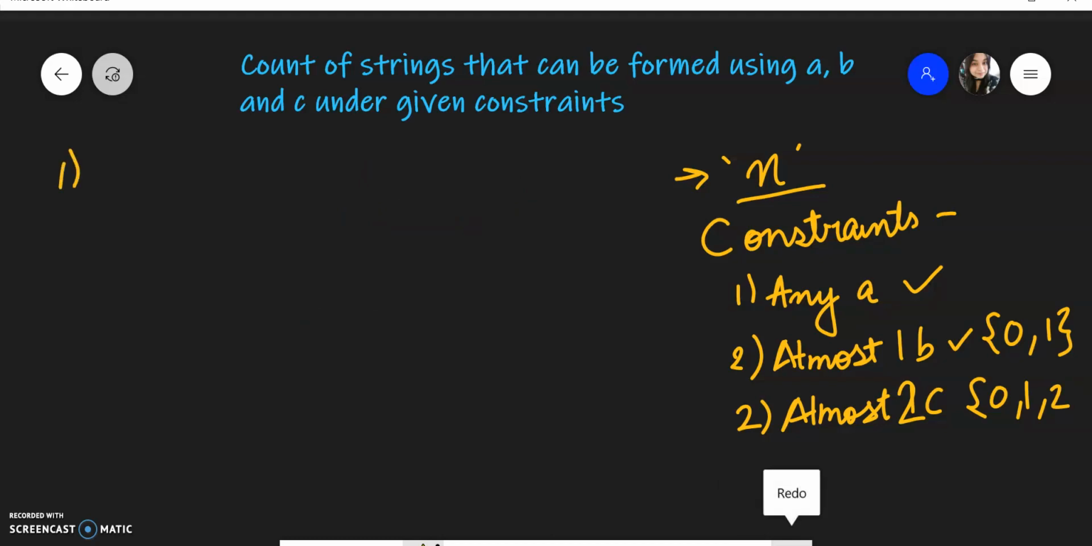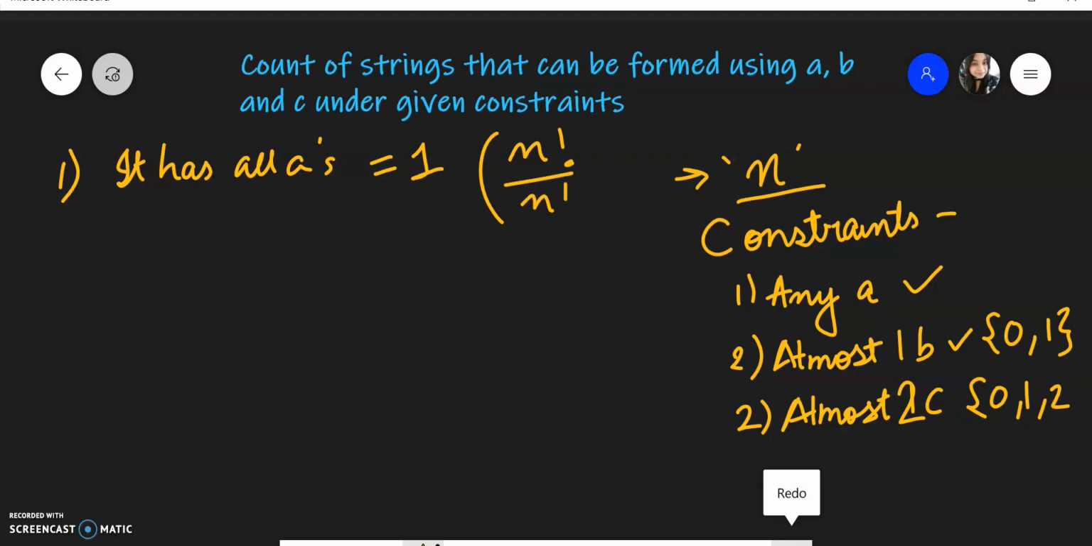So the first case will be that it has all A's. If we have a string of length 5, how many strings can be formed if it has all A's? Obviously by logic you can say that only one string can be formed, but if you use the same formula, it will be n factorial upon n factorial, right? Because the repeating character occurs n times, so we need to divide by that factor, so it will be 1 by that logic.